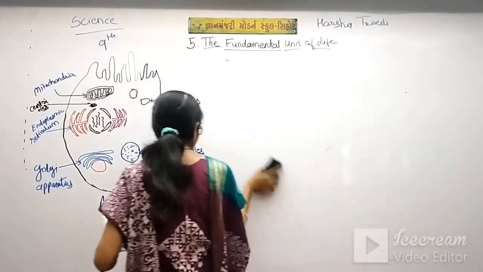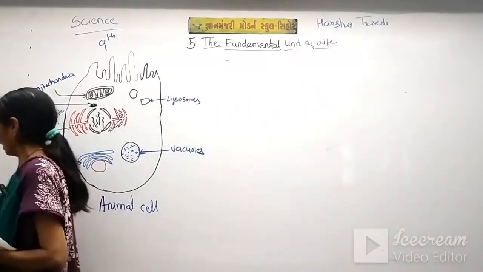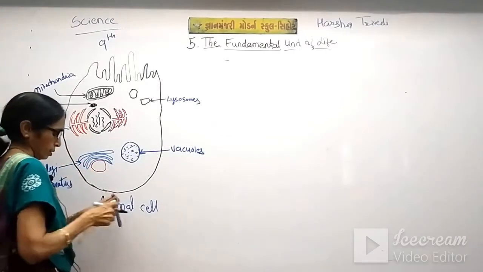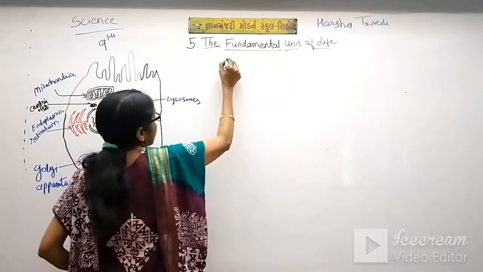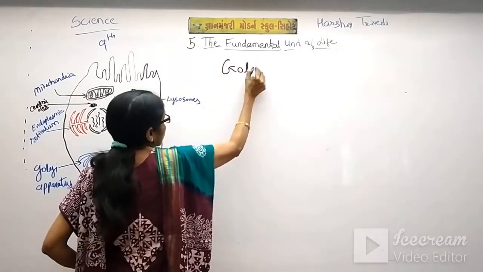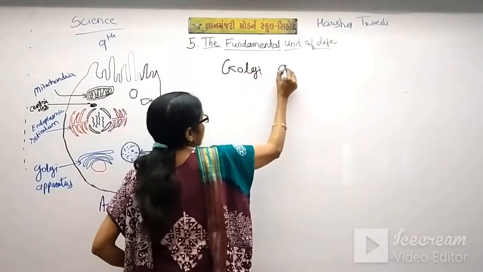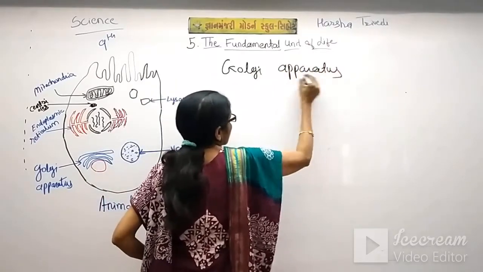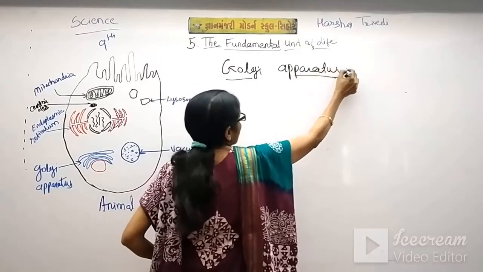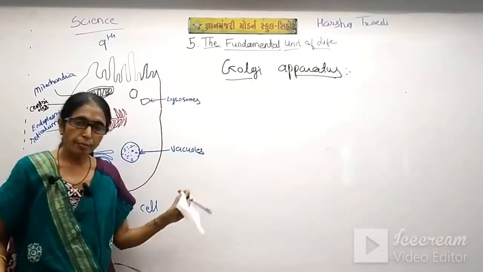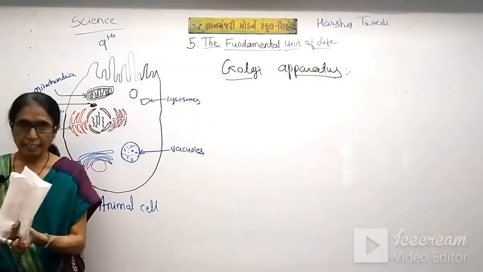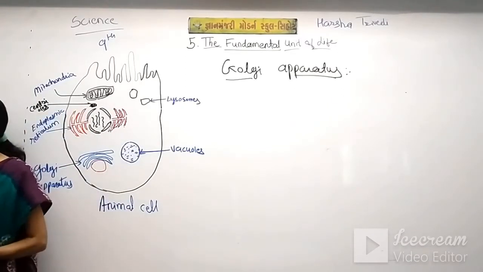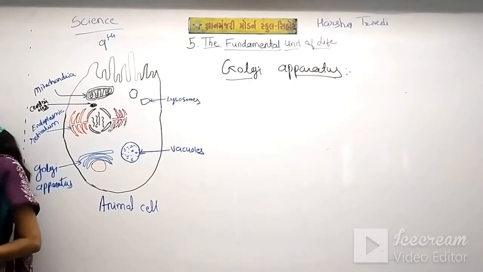So this is a very simple diagram I have drawn here. You can draw like this also. Second, Golgi apparatus. From the name of the organelle, we can say that it is discovered by the scientist Camillo Golgi.